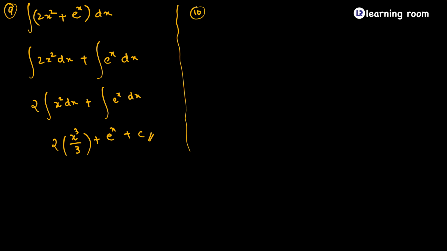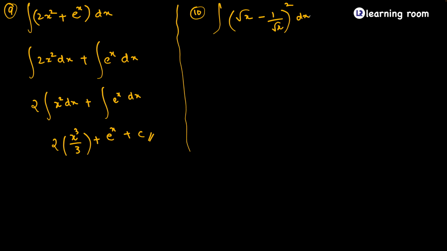So if you look at the 10th question, it says integral of root x minus 1 divided by root x the whole square times dx. Integral of root x minus 1 by root x the whole square times dx. So we cannot directly solve this problem. So what we are supposed to do is first expand it.